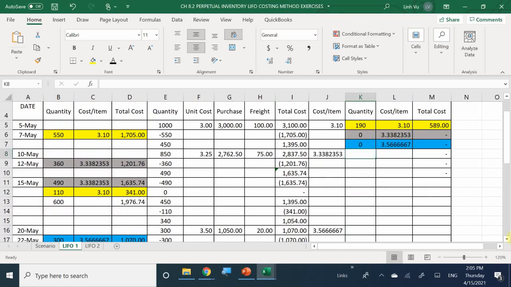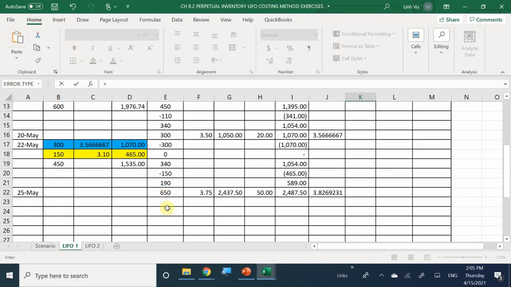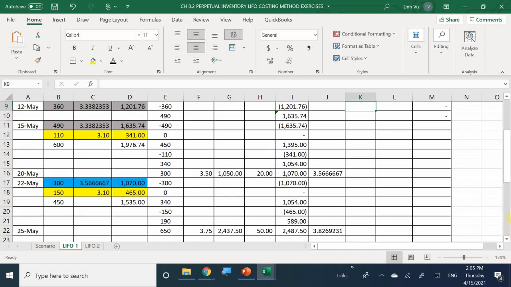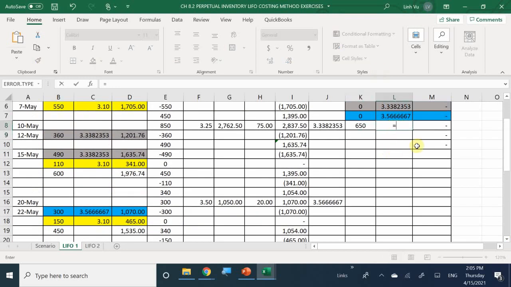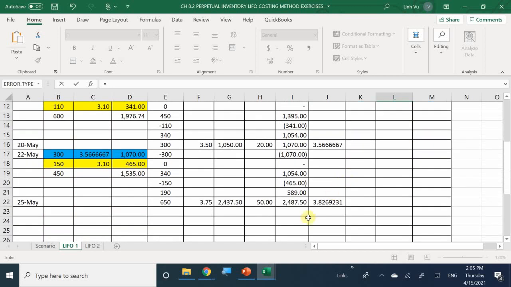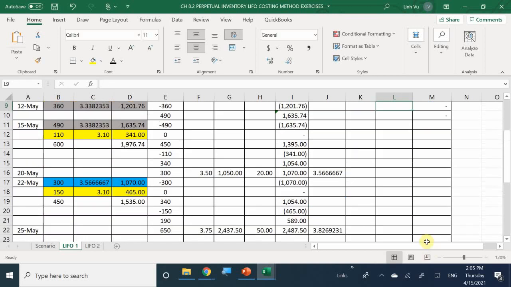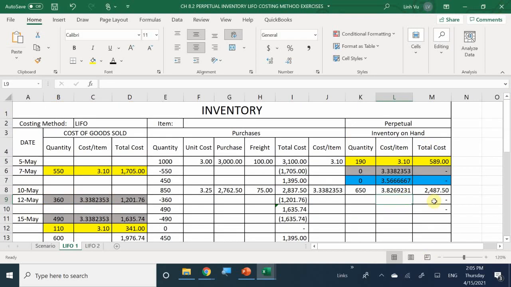So, once again, we're going to add in our new batch of inventory. So we purchased an additional 650 items. And it's going to cost me 3.82692. And once again, it's going to give me a grand total of 2,487.50. So now that we finally have our fourth batch, what color should we make this one?